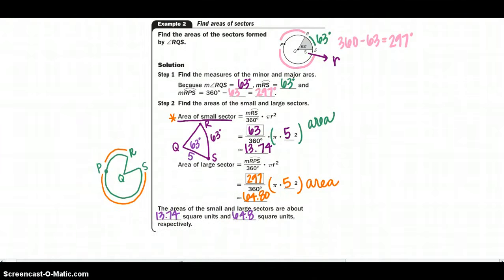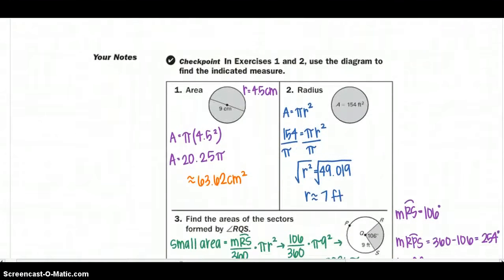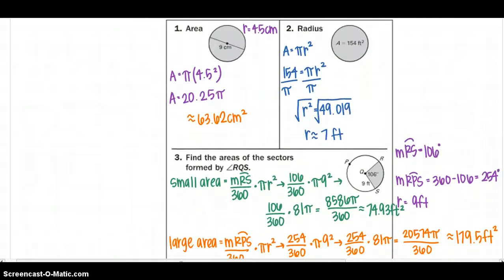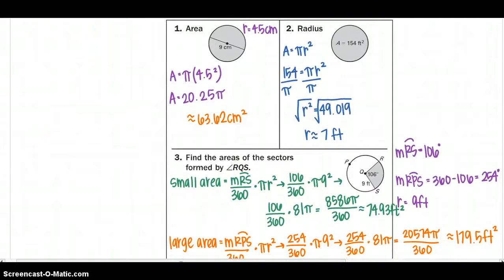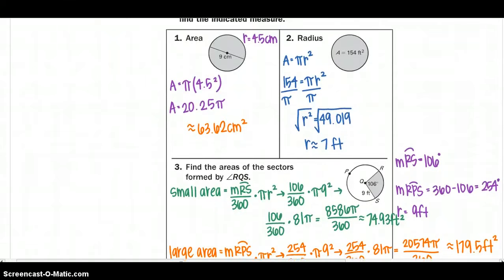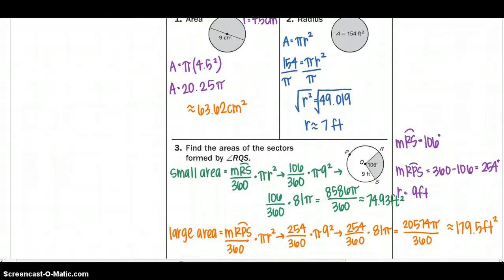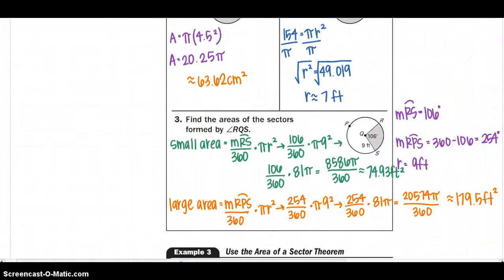So if you need to stop that or replay it, go ahead and do so. Otherwise, you can go ahead and do your checkpoints 1, 2, and 3. And then if you have any questions, please ask me when you see me. But go ahead and pause it and then check your answers.